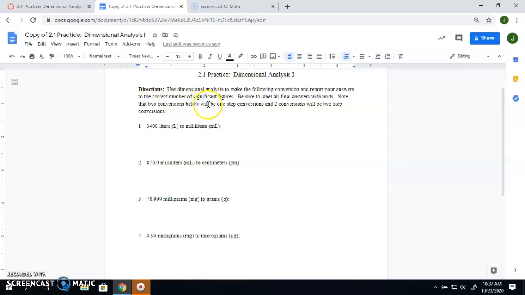Note that two conversions below will be one-step conversions, and two conversions below will be two-step conversions. Remember, it's a one-step conversion if it goes from a base unit to a prefix unit, or from a prefix unit to a base unit. But it's a two-step conversion if it goes from a unit that has a prefix to a different unit that has a prefix, and in that case, you always have to go through the base unit. All right, so I'm going to take you through and help you lay out a plan for these.